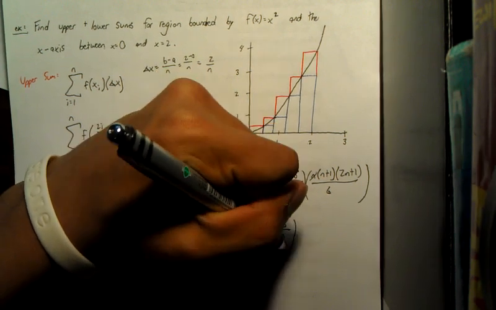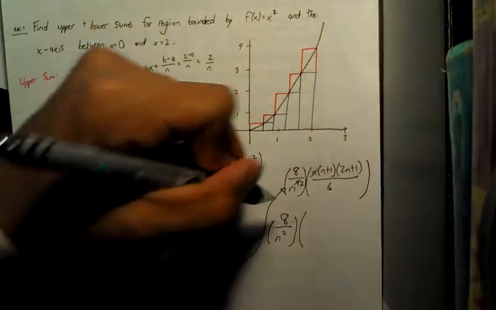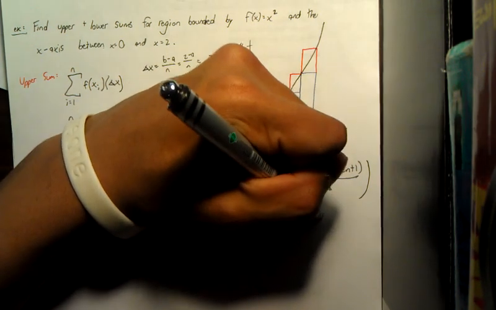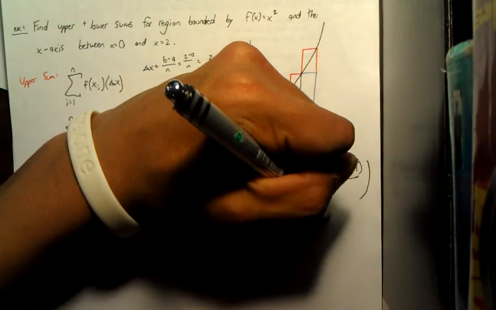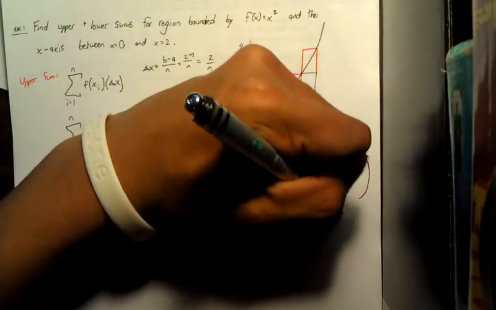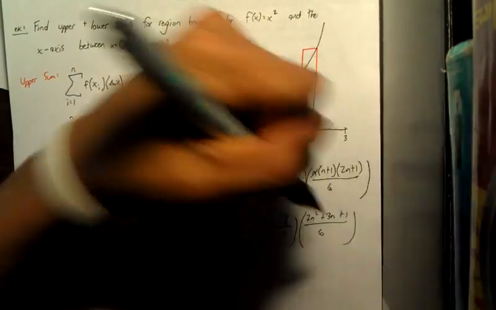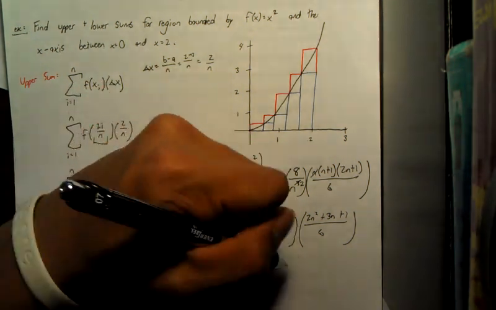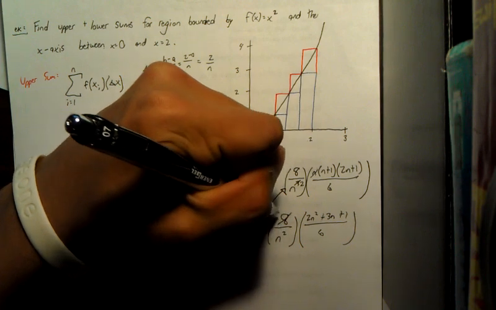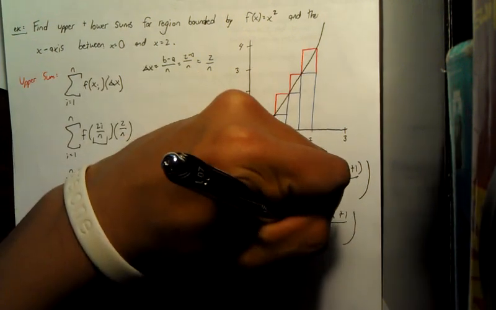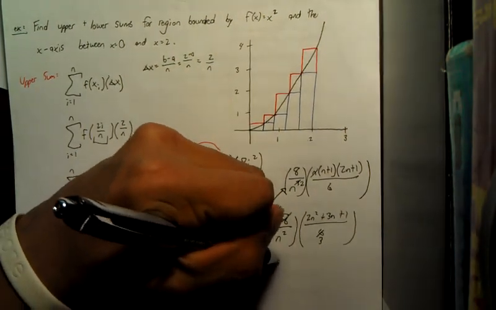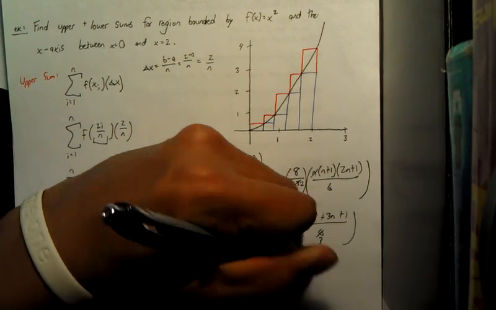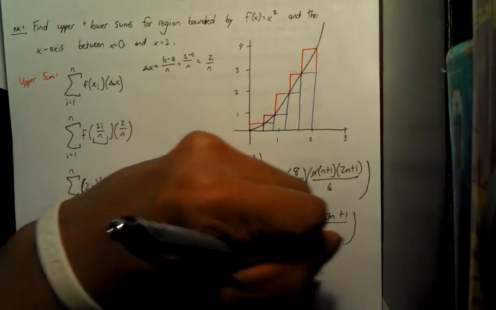8 over n squared times 2n squared plus n plus 2n, so that's plus 3n plus 1, all over 6. Multiply across. Well, we can actually simplify that down to 4/3. Multiply across and you get 8n squared plus 12n plus 4 all over 3n squared.